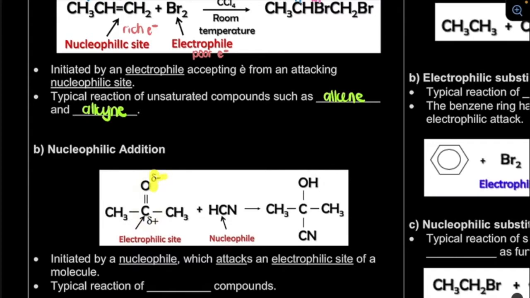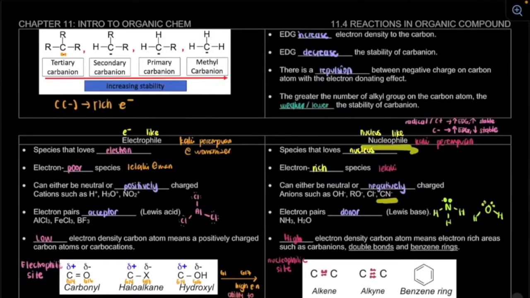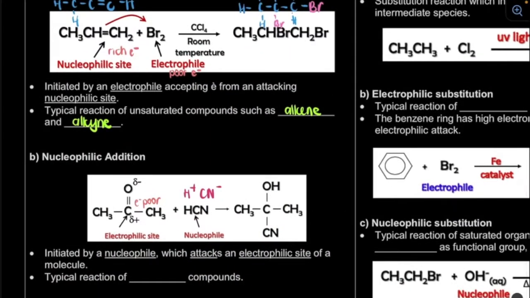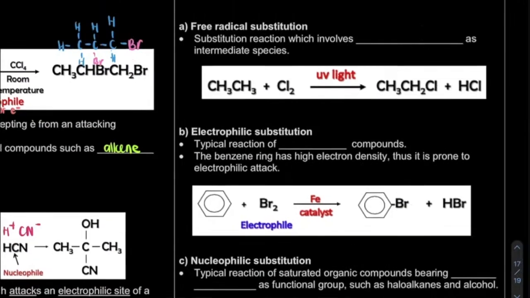Okay, next kita tengok adalah nucleophilic addition. So, again, oxygen has high electronegativity, so that's why dia ada partial negative, and carbon dia adalah poor electron, poor species sebab dah elektron banyak pada oksigen. Okay, and HCN ni asalnya daripada H plus dengan CN minus. So CN minus ni is a nucleophilic species sebab dia adalah rich electron, so dia nucleophile. Dia yang kita add pada our carbon. Okay, so H pula added pada oxygen. So nucleophilic addition is the typical reaction for carbonyl.